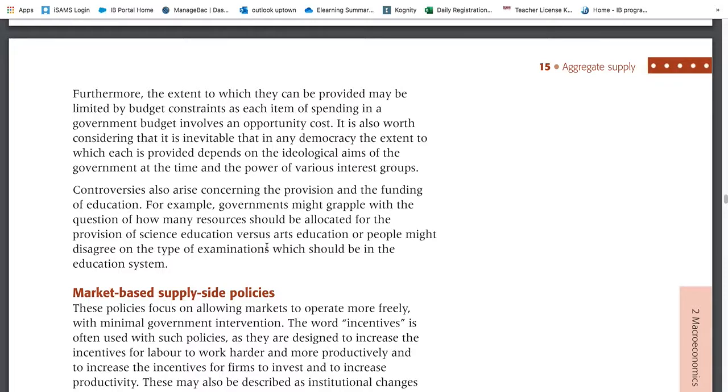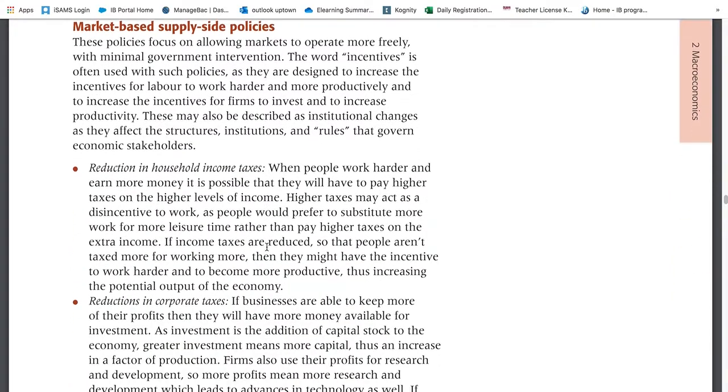For example, funding of education, how much resources goes. Because remember, whenever you fund something, there's an opportunity cost, right? That's money that could be going somewhere else. So how do you pick and choose which interest group, which sector of the economy the government will provide? Is science more important than the arts? What if the government starts funding more science-based classes versus arts-based classes? So controversy can arise out of interventionist policies, but as they can also with the market-based.